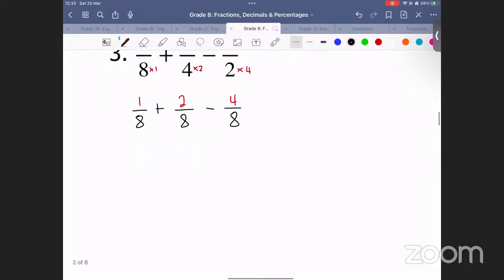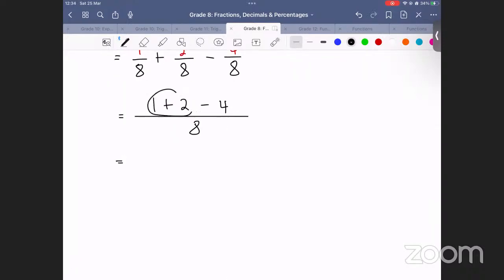So now I have all the same denominator. You can even write it now under one denominator. You can say 1 plus 2 minus 4, all under the same denominator. 1 plus 2 is 3, minus 4 is minus 1. So it becomes minus 1 over 8. Is that correct? Yes, correct.